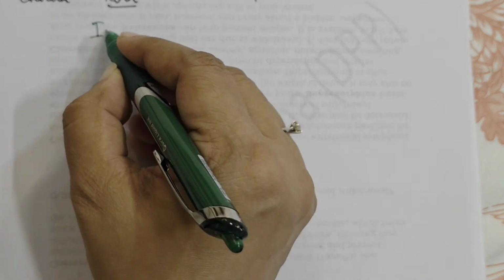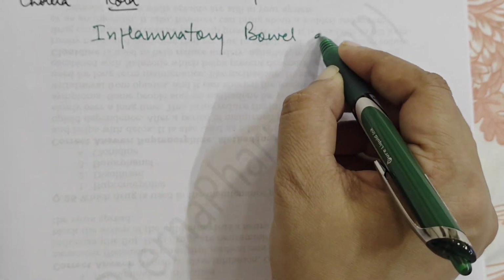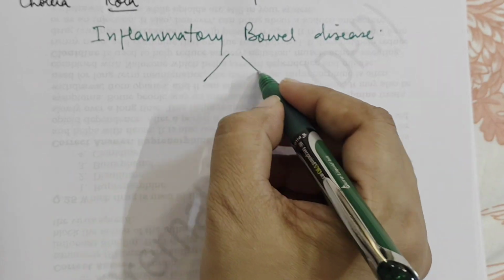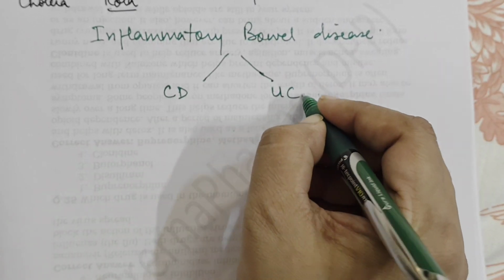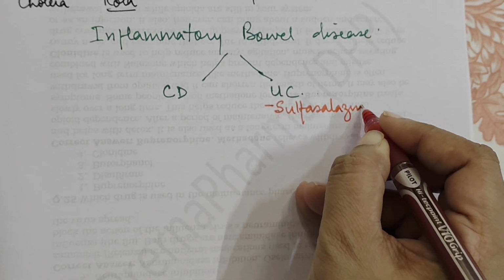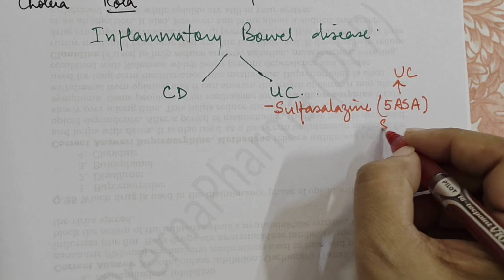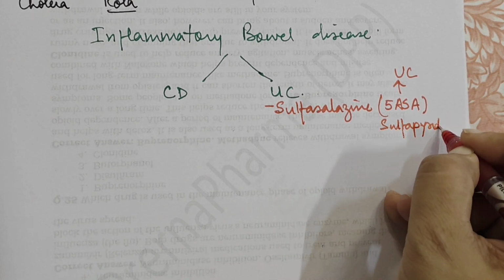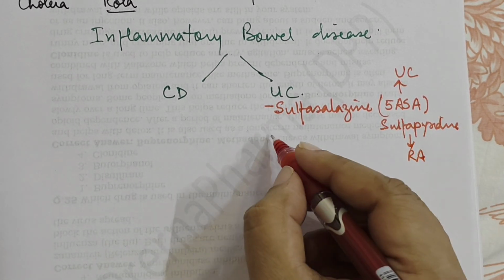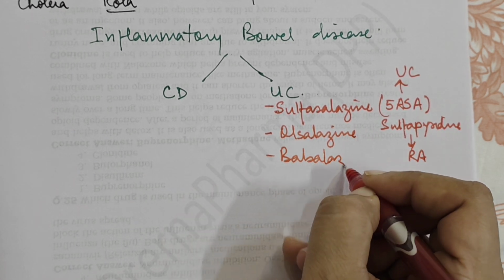Then we also have some inflammatory bowel diseases, right? Now what are the inflammatory bowel diseases? We all know they are Crohn's disease and ulcerative colitis. In ulcerative colitis we use sulfasalazine, and the active moiety of this is 5-ASA, which acts in ulcerative colitis. We know that it also gives sulfapyridine, which is basically used in rheumatoid arthritis. Then the other drugs in the same category are olsalazine and balsalazine.